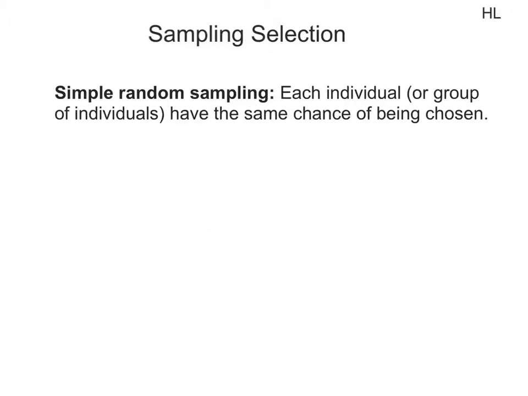The simplest way is at random. Each individual has an equal chance to be selected for a survey. This could be done by pulling a name from a hat or using a random number generator on a computer.